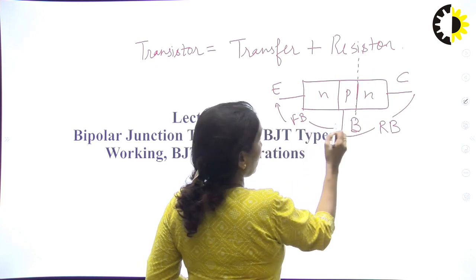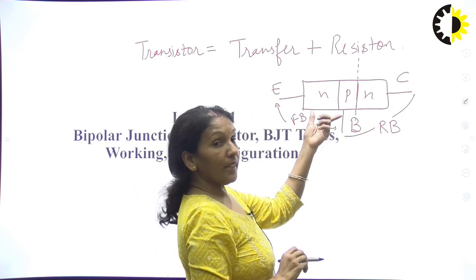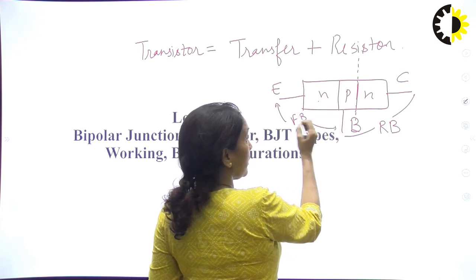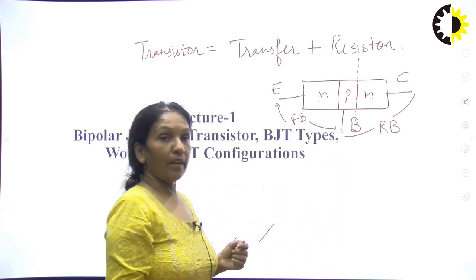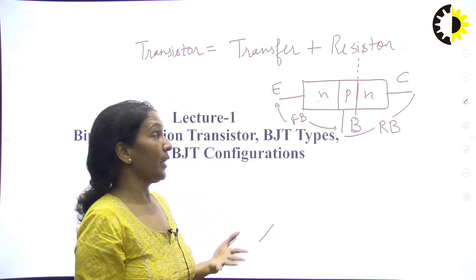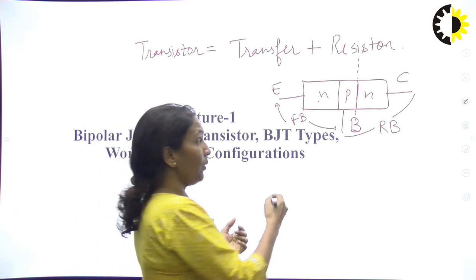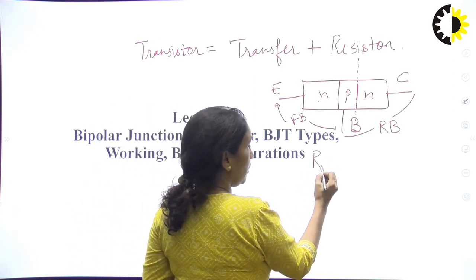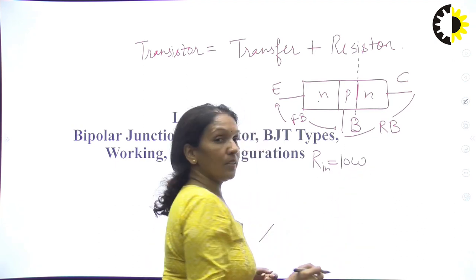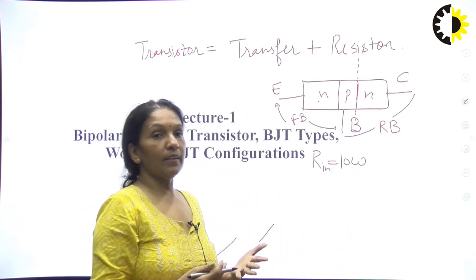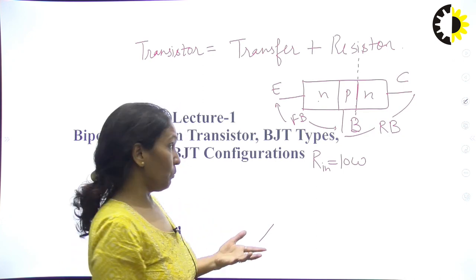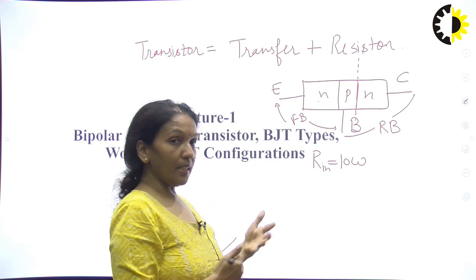this portion of the transistor, this is equivalent to or similar to a PN junction diode in forward bias condition. And we know that when we forward bias our PN junction diode, it offers low resistance. So input resistance is low. Ideally it is zero, but practically forward resistance is of the order of few tens of ohms. So its input resistance is low.